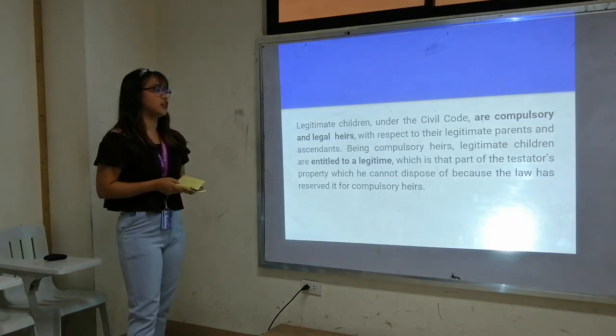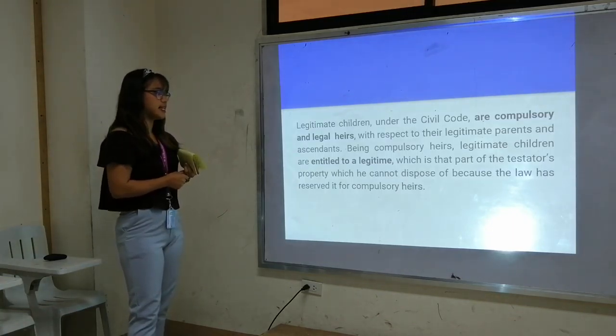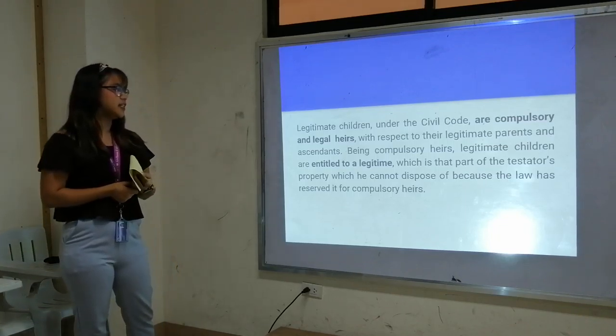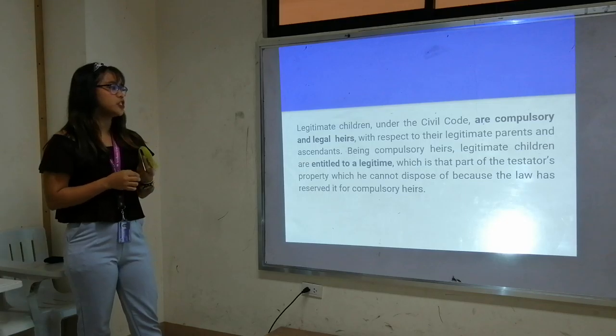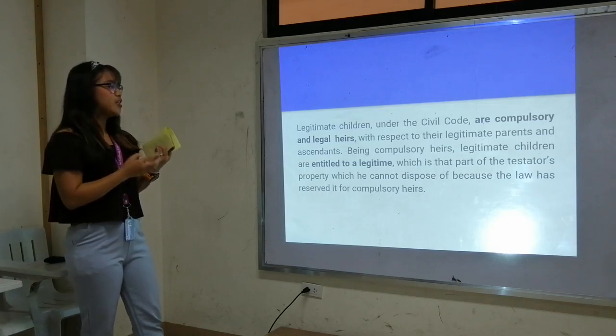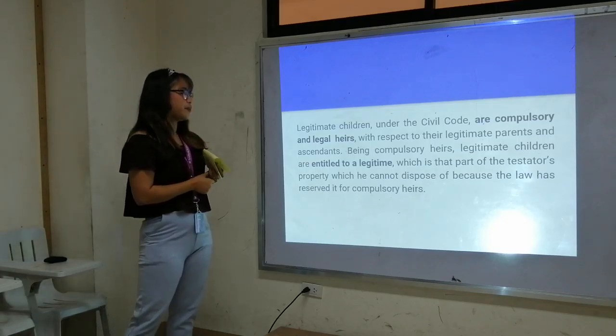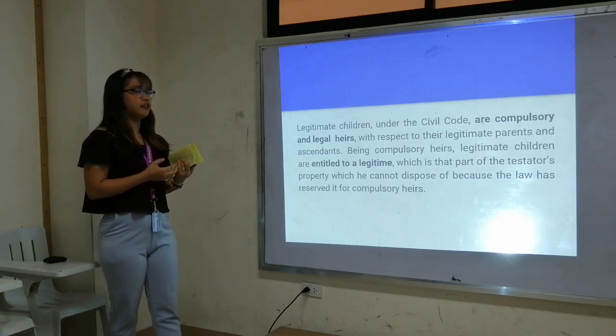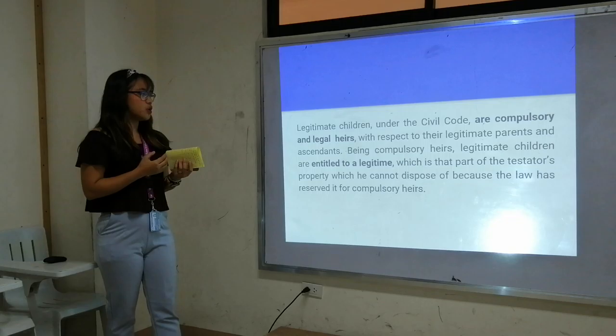Legitimate children under the Civil Code are compulsory and legal heirs with respect to their legitimate parents and descendants. Being compulsory heirs, legitimate children are entitled to a legitime, which is the part of the testator's property which he cannot dispose of because the law has reserved it for the compulsory heirs.